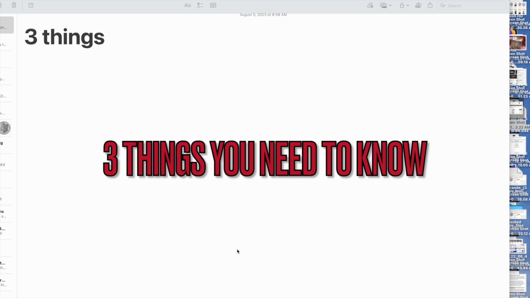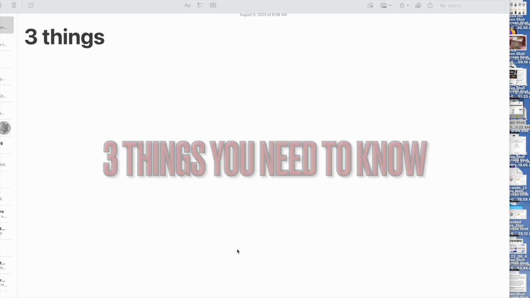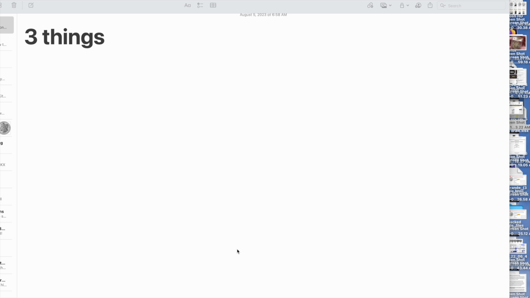Hey, today I want to tell you 3 things that every stacker needs to know. Many of you know these 3 things, but maybe not everybody, and there are so many new stackers that it's probably worth reviewing so you don't make a mistake that could cost you in terms of paying too much for your silver.